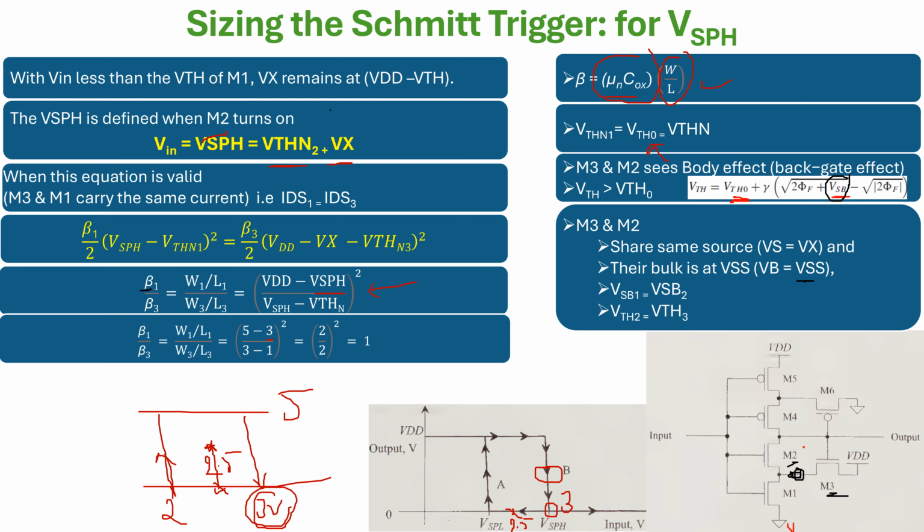Now let's substitute: 5 volts is the VDD, minus 3, divided by VSPH which is 3, minus VTH, and I'm taking 1 volt as the VTH. So 5 minus 3 by 3 minus 1 is 2 by 2, which is equal to 1. Then it's simple. Assuming L1 is taken the same as L3, as generally in logic circuits we take the length minimum and keep them the same, L1 gets cancelled. So W3 is equal to W1 for this 3 volt VSPH. Let's do some other calculation also.